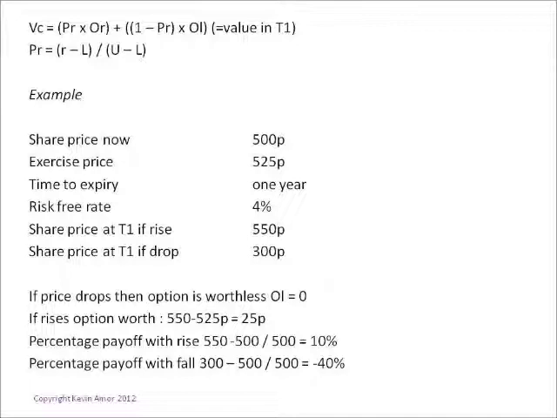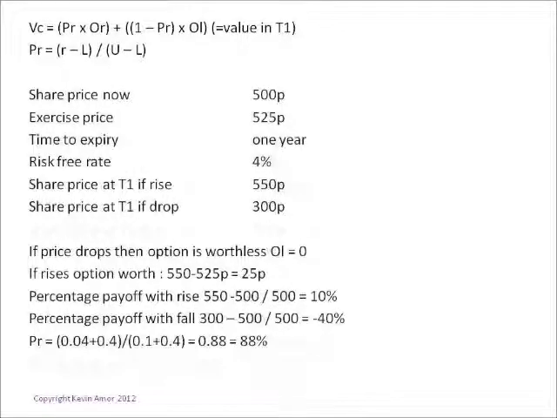What are the percentage payoffs? Well, if it goes up, you make a 50 pence return because you could buy it now for £5, sell it for £5.50, divided by £5. The percentage payout compared to now, if it drops, is you buy it now for £5, it drops to £3, you'd lose 200, it's cost you £500 to buy, therefore you've lost 40%.